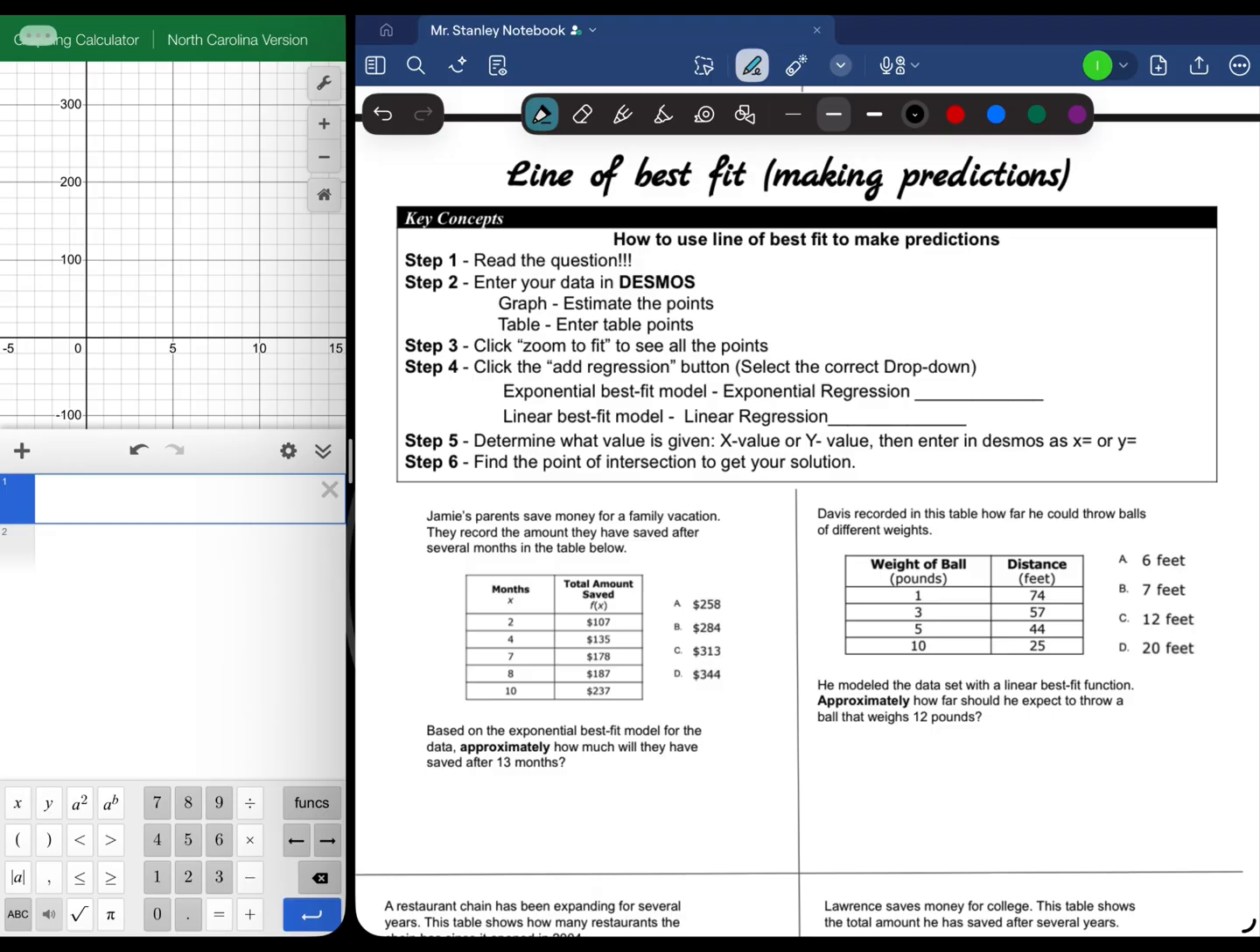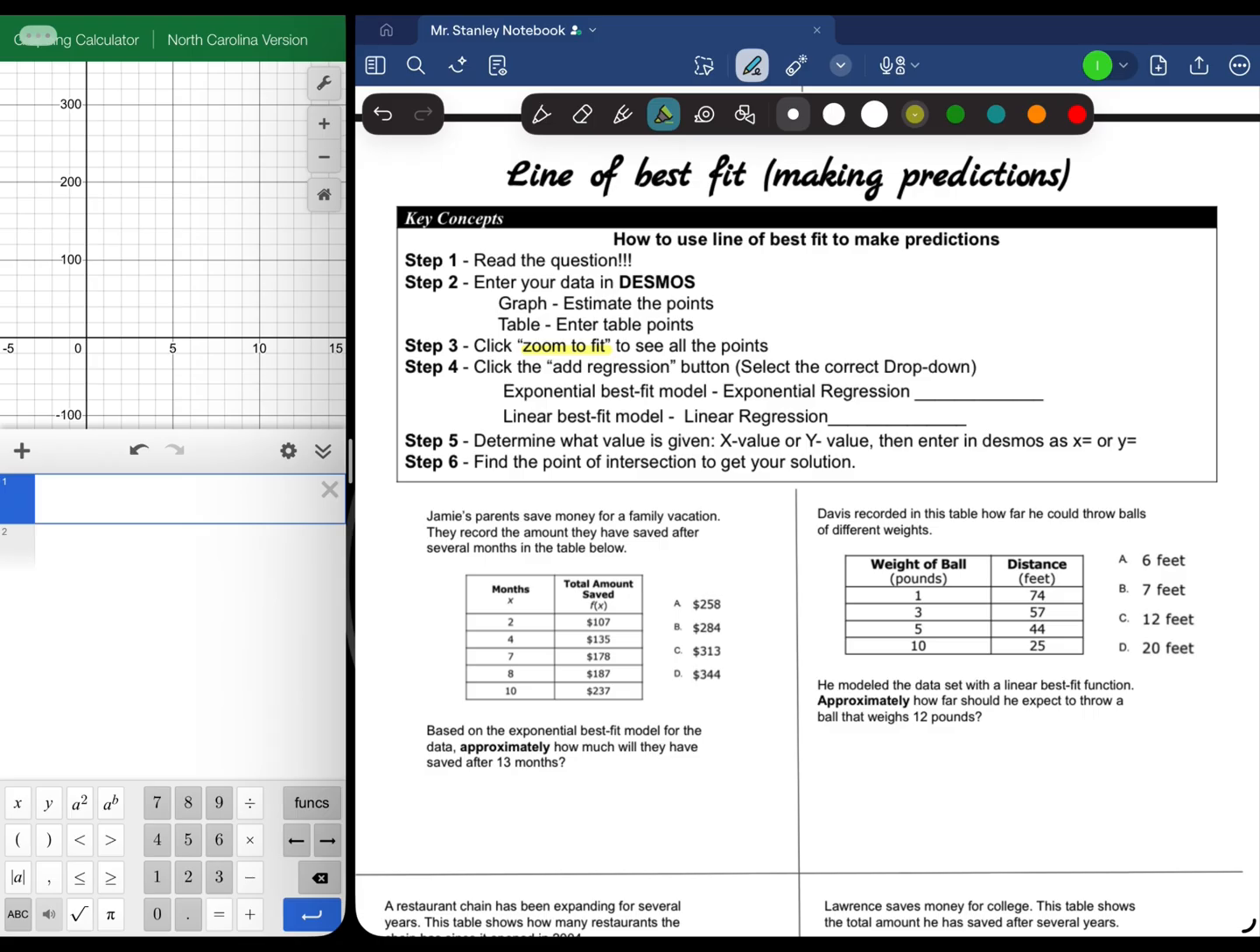So step two says we're going to enter our data into Desmos. And when we enter that, it all depends on what they give us. If they give us a graph, then we've got to estimate the points into the T chart, then put it in Desmos. If it's already a table, that means we just have to copy the table over into Desmos. And then from that point, we go to step three. We're going to click the zoom to fit. Now, zoom to fit will put all your points in the window so that we can see them.